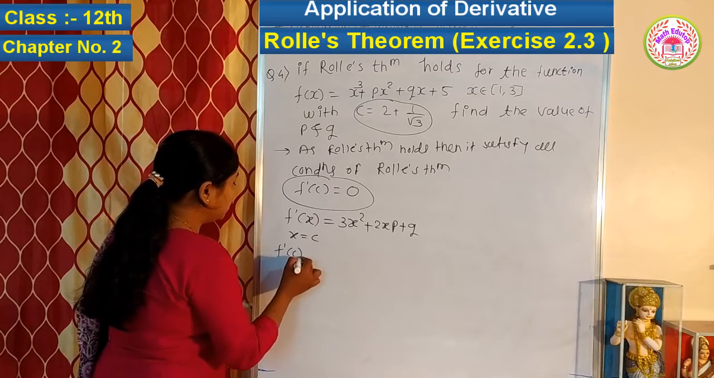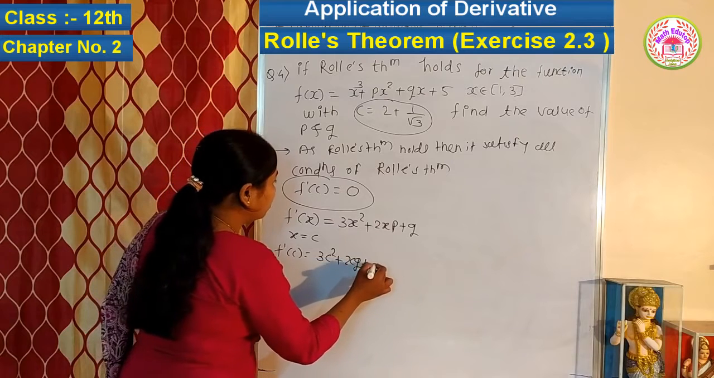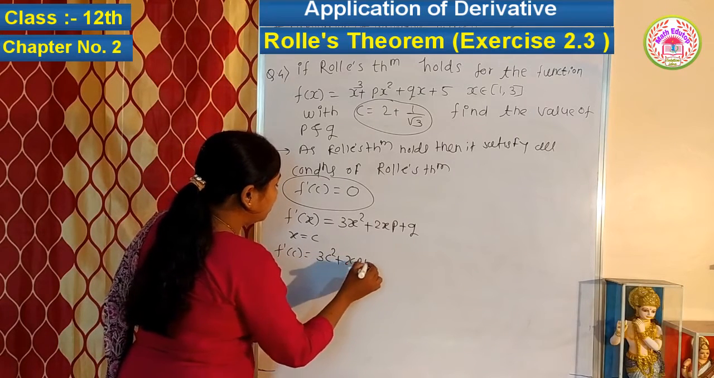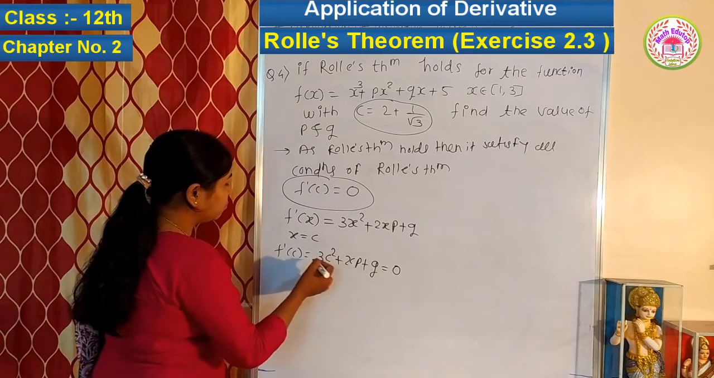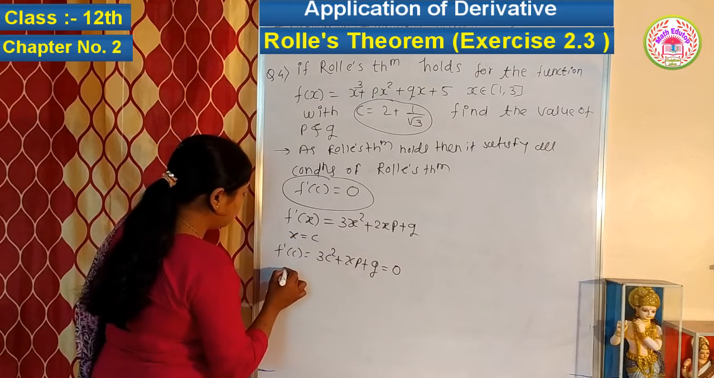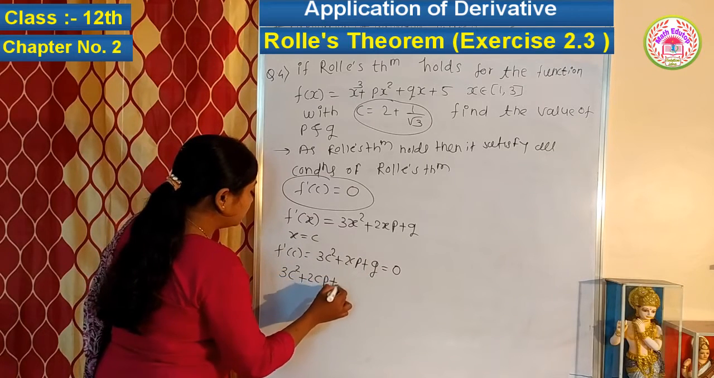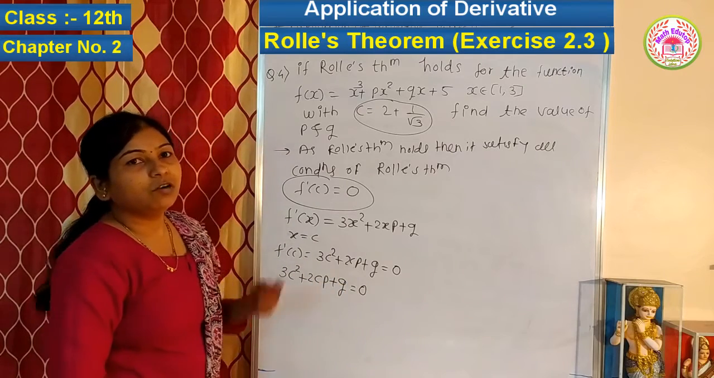Then f dash of c means 3c square plus 2cp plus q is equal to 0. Then we get f dash of c equal to 0, so this quadratic equation is also equal to 0, meaning 3c square plus 2cp plus q is equal to 0. Then we have to solve this quadratic equation for the value of c.